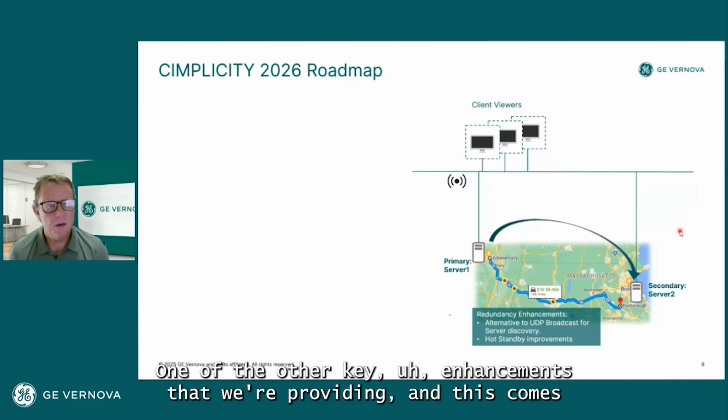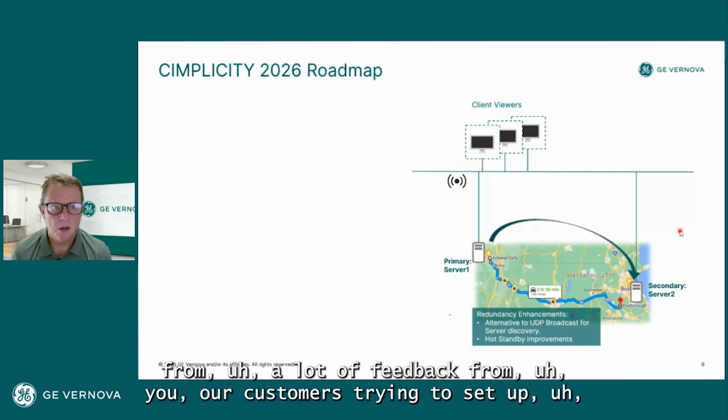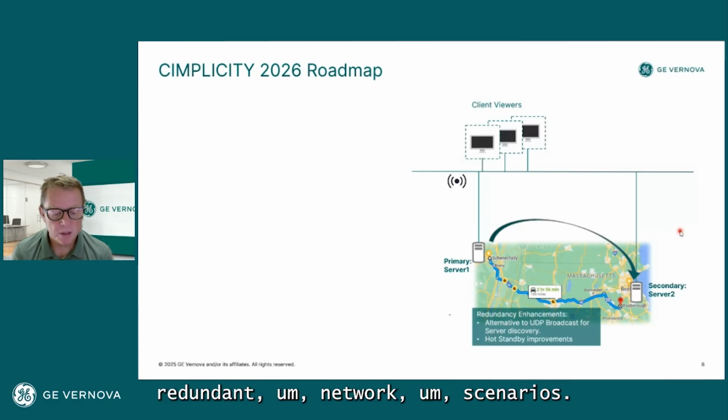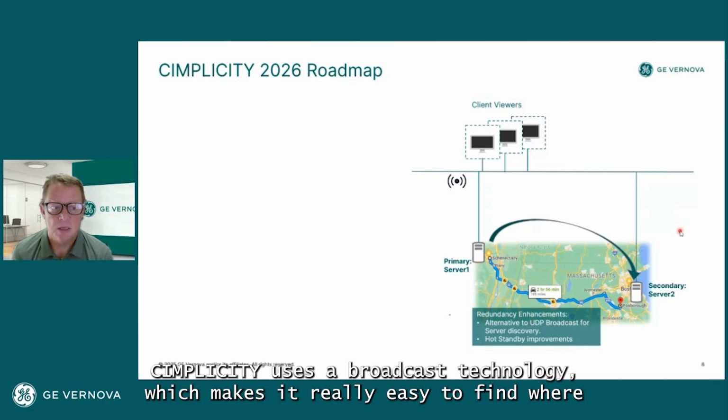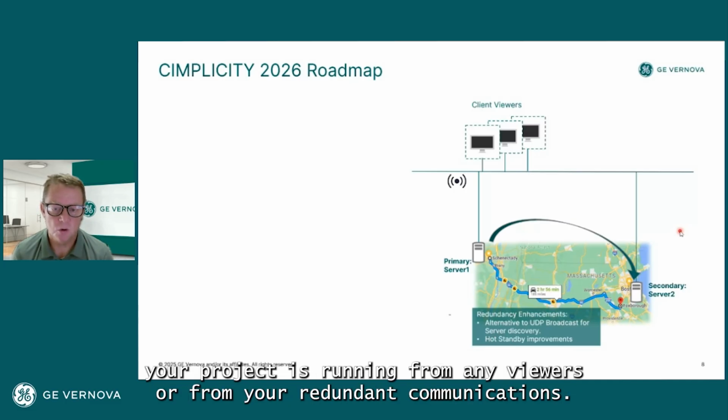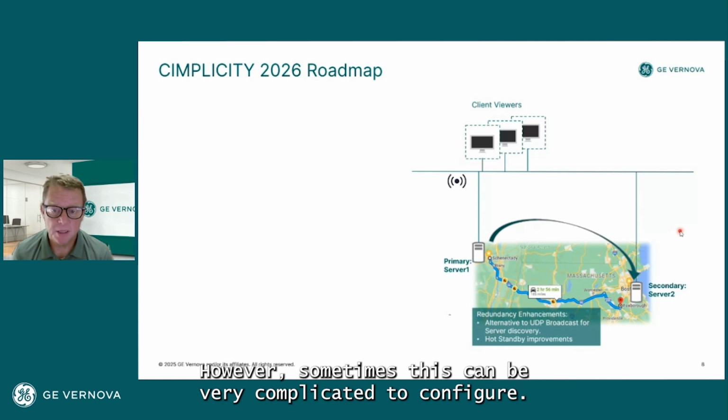One of the other key enhancements that we're providing, and this comes from a lot of feedback from you, our customers, trying to set up redundant network scenarios, so where there are subnets and cross locations. Cimplicity uses a broadcast technology which makes it really easy to find where your project is running from any viewers or from your redundant communications. However, sometimes this can be very complicated to configure.